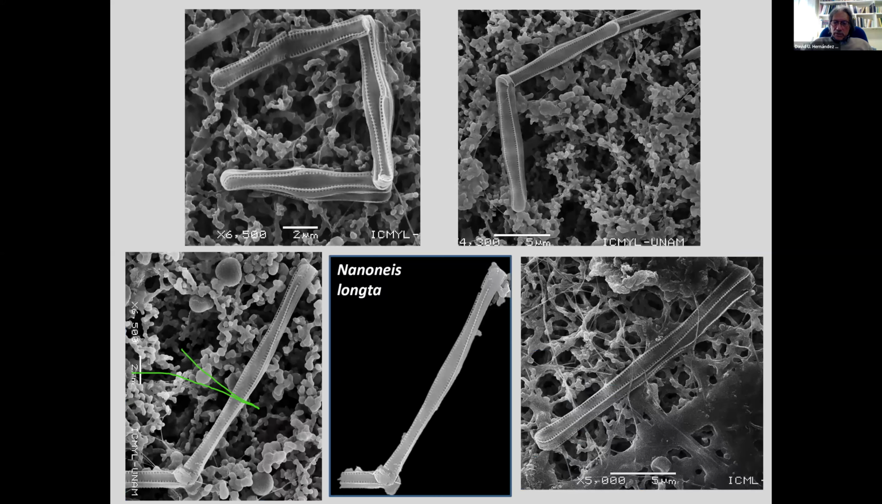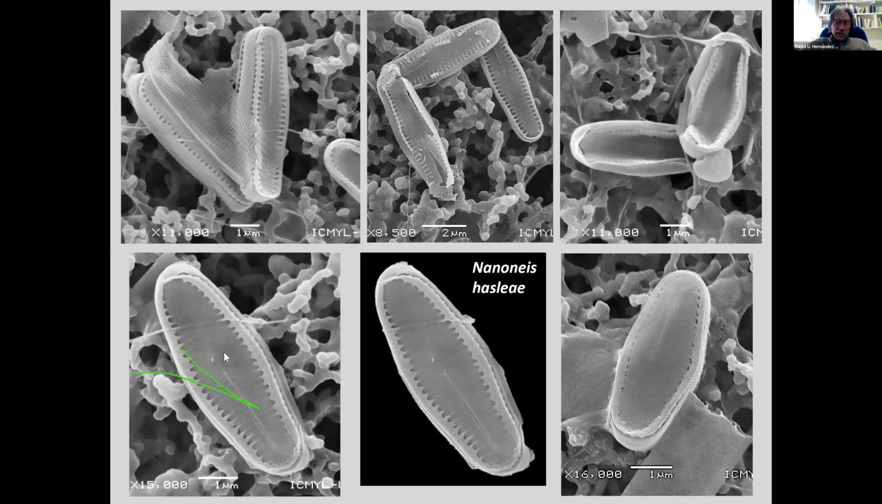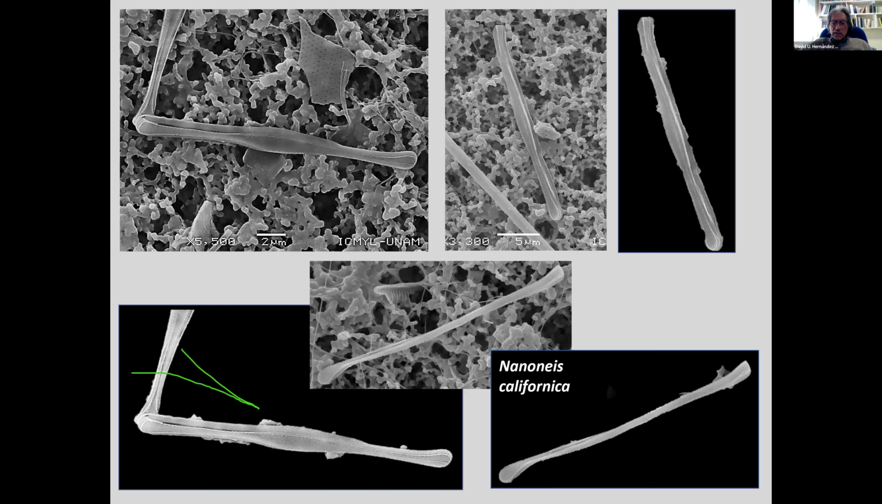By the way, I will return to this to show you one morphological characteristic of this species. The margin has this porticus marginalis, which is a raised structure, having these portals. This porticus marginalis is a characteristic of Nanoneis haslea and Nanoneis longta, but it is lacking in Nanoneis californica, which is also very similar in length to Nanoneis longta.